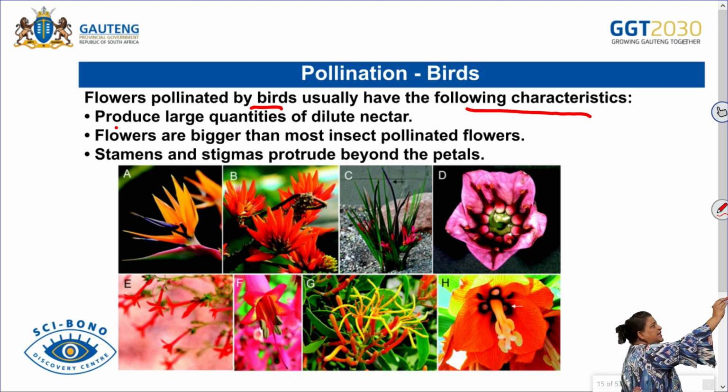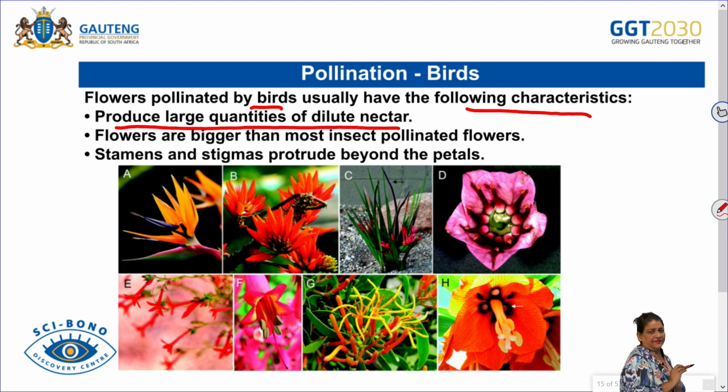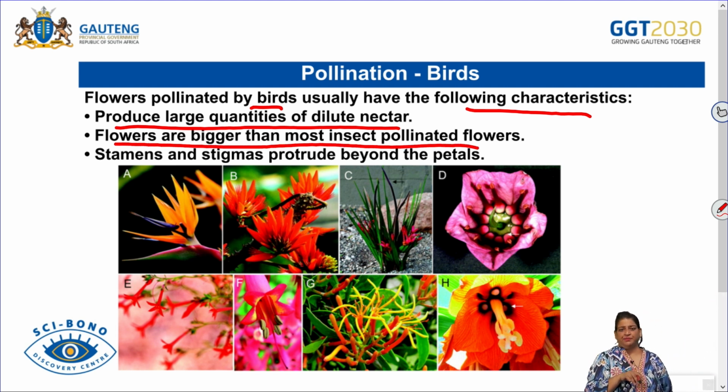So they produce large quantities of dilute nectar. The flowers are bigger than most insects. The flowers are so big that they hang out like a branch, so that the bird doesn't actually sit on the flower, but its beak is able to protrude into the flower to get the juices and the nectar. You can see this flower here looks like a bird. So obviously it's going to attract the bird. Nature has made it look like a bird, so it will attract only a bird and not an insect like a bee.